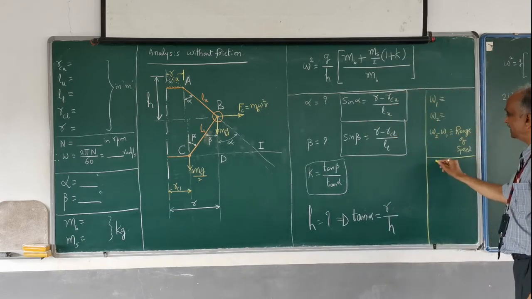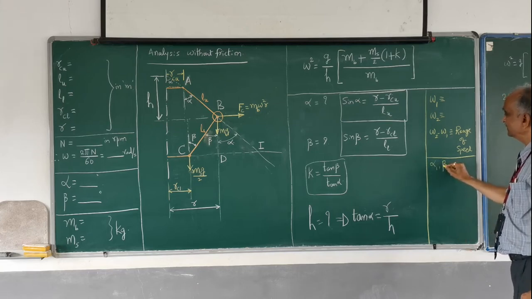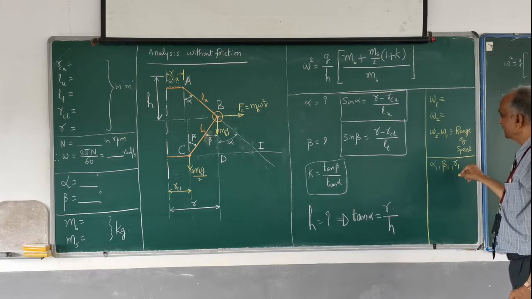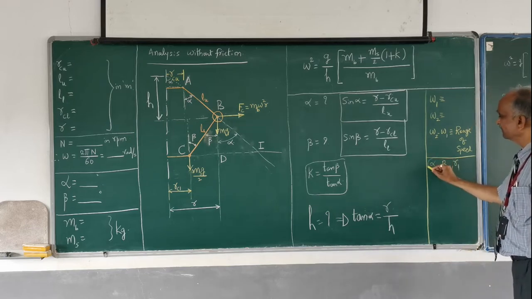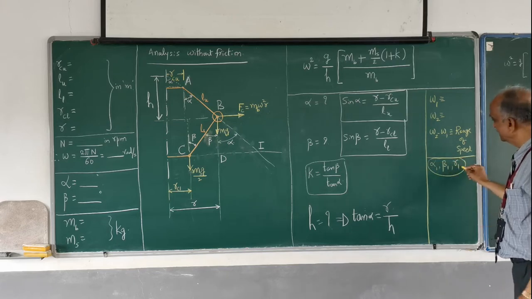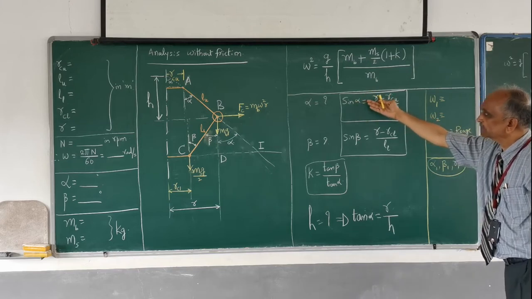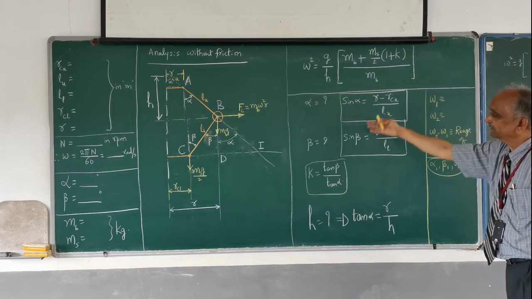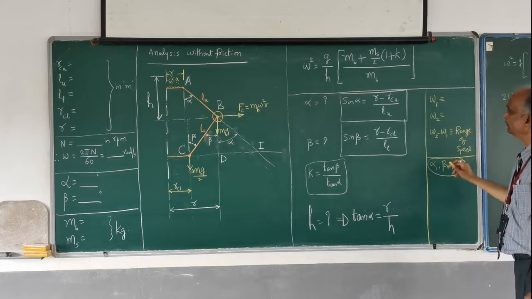For the lowest position, I have what is called alpha 1, beta 1, and R1. These are the changes, and therefore alpha 1, beta 1, R1 are the values. For that, you find out sin alpha 1, sin beta 1, and then K1, then H1. That is how you find out what is called omega 1.